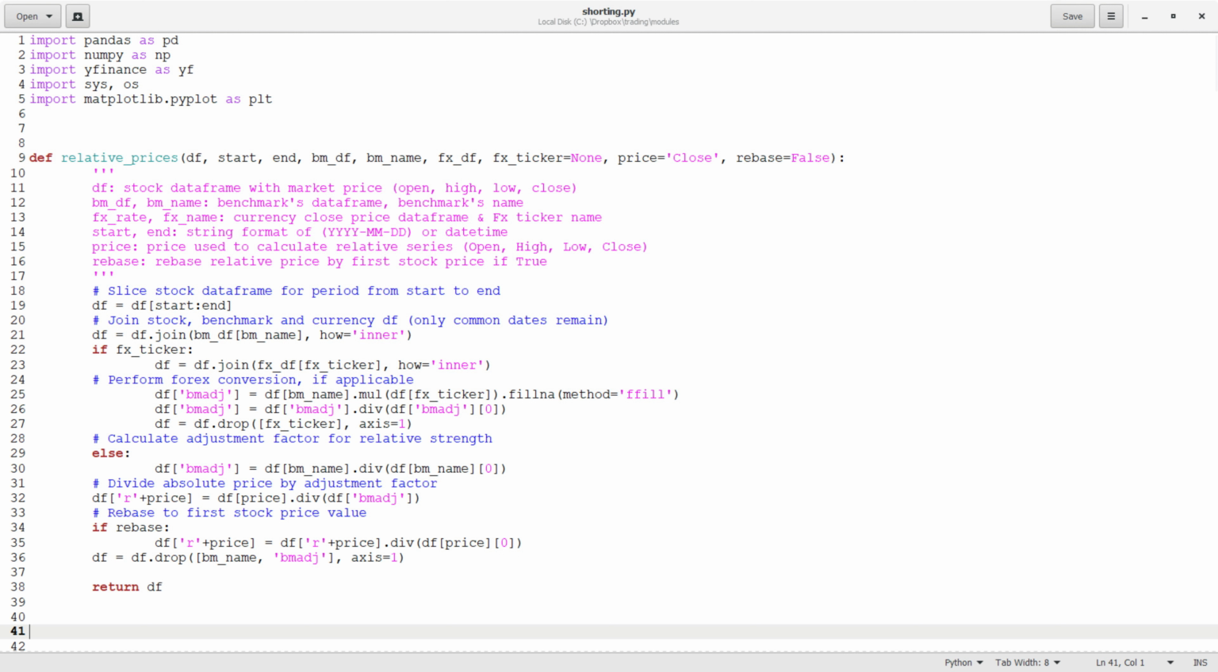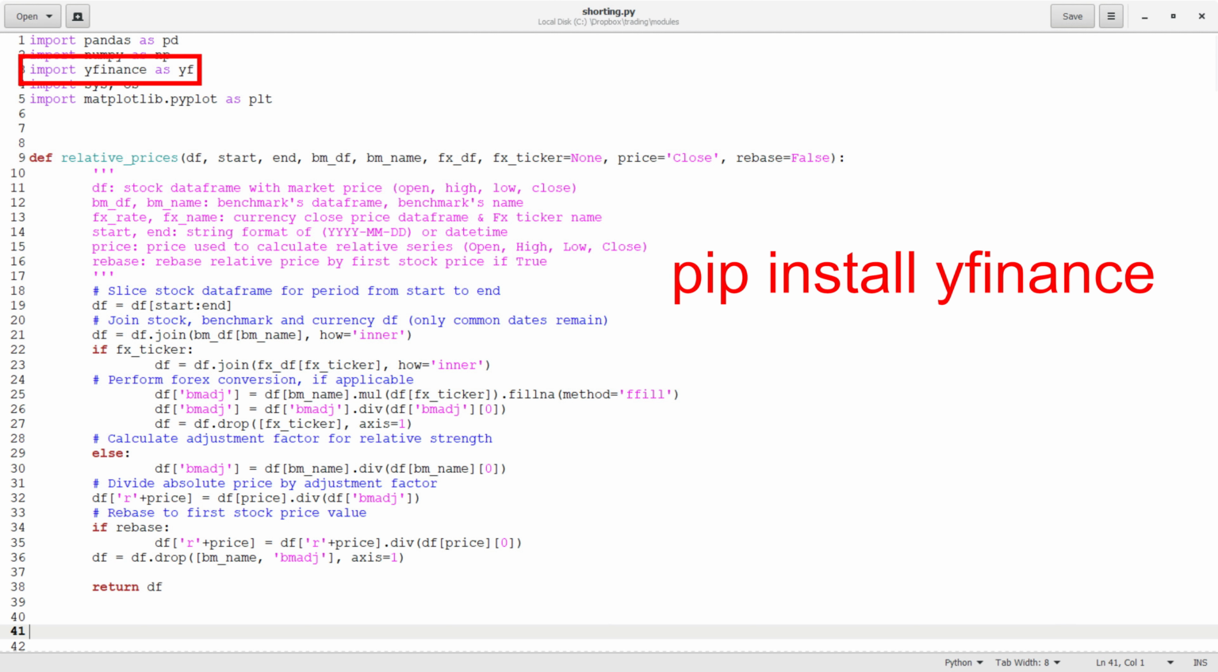Next, let's see how to construct relative prices with the Python programming language. I will not go into many details for the code, as I assume you have some knowledge of Python. I will use the yfinance module to get stock prices. The module is available for free by using the pip install yfinance command.